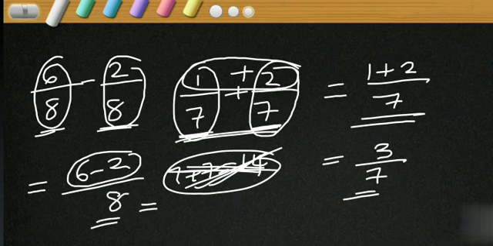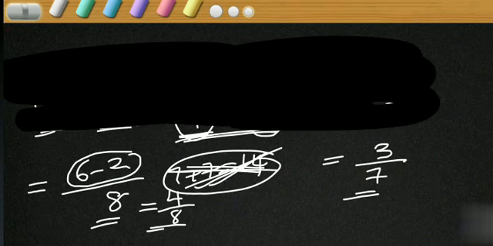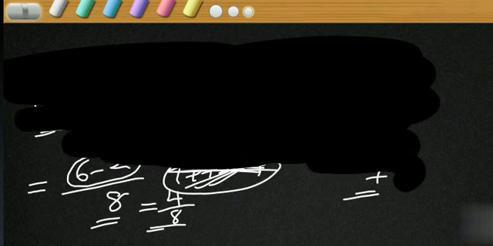So, the final answer would be what? 6 minus 2, 4. 4 by 8 would be the final answer. Understood? Is it clear? Okay, write down. So let's write down the notes of addition and subtraction of like fractions. Very important. Write down as I have been saying always. Before you start writing, mention the date and day on the upper portion of your margin.